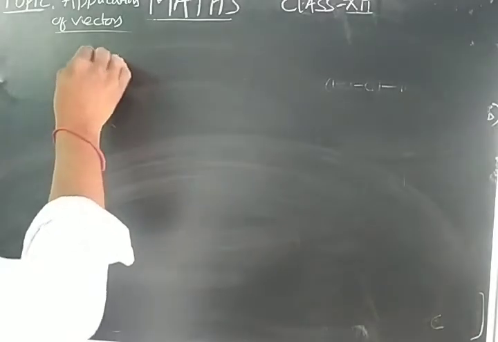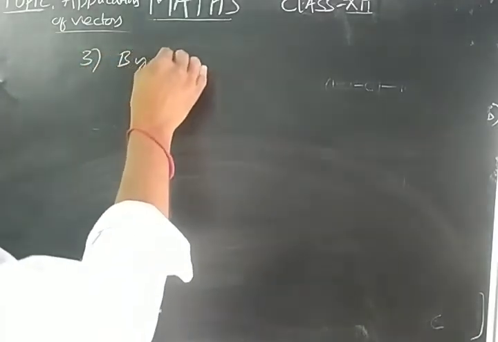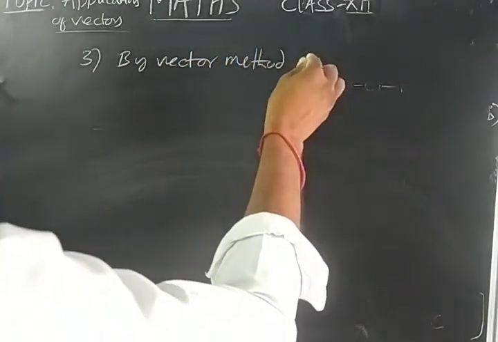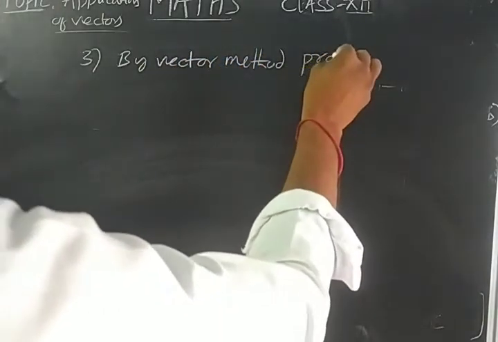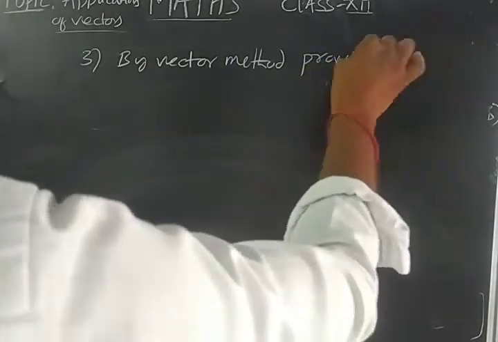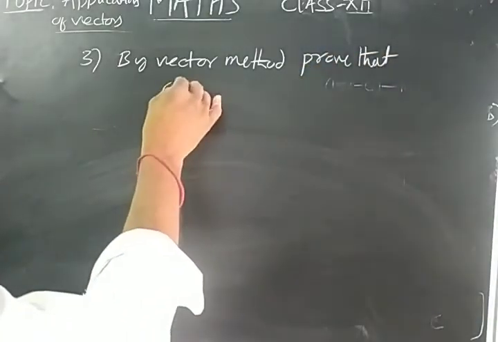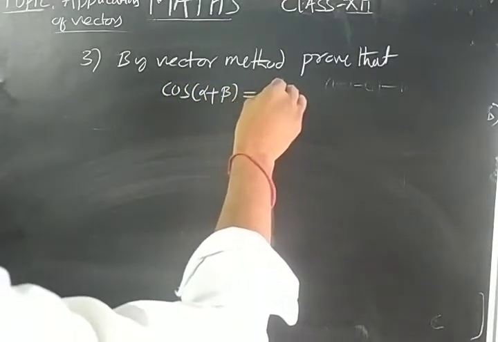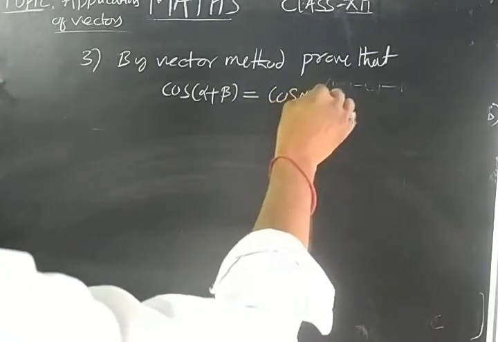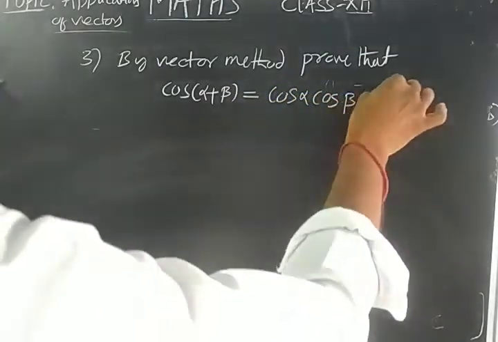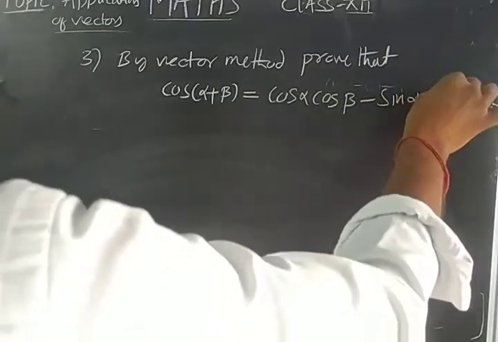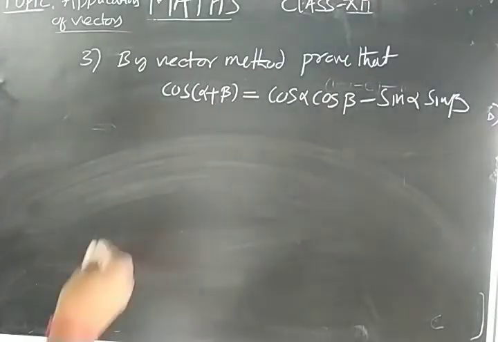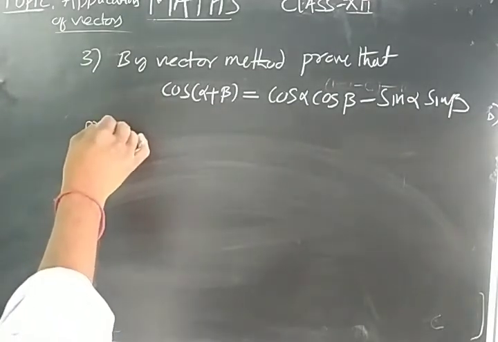Now, next third one, by vector method. By vector method, prove that cos of alpha plus beta is equal to cos alpha cos beta minus sin alpha sin beta. Using the vector method, we have to prove this formula. Okay, right. For that, now I am going to prove this.